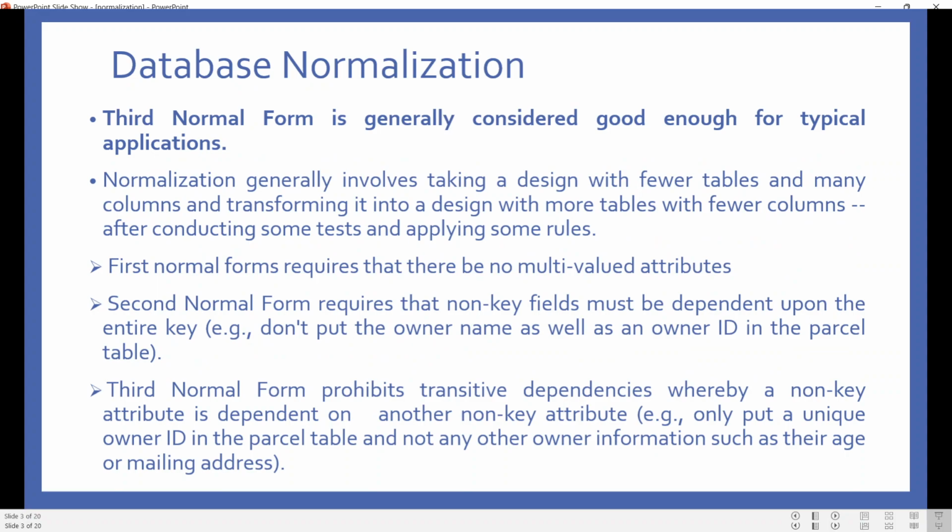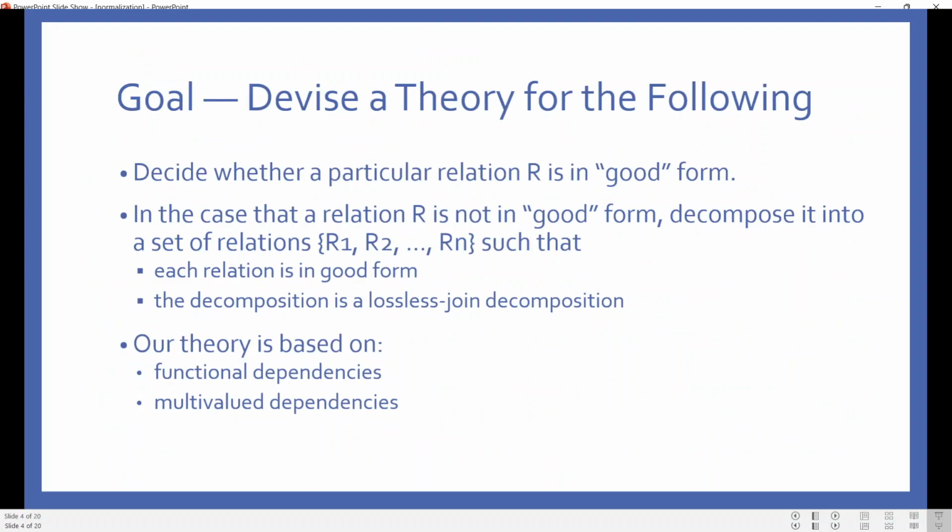When we talk about normalization, there are various normal forms present. One is first normal form, second normal form, third normal form, and even fourth normal form, fifth normal form, BCNF and so on. But the most commonly used normal form is the third normal form, which is considered good enough for typical applications.